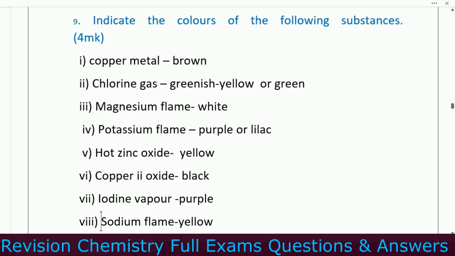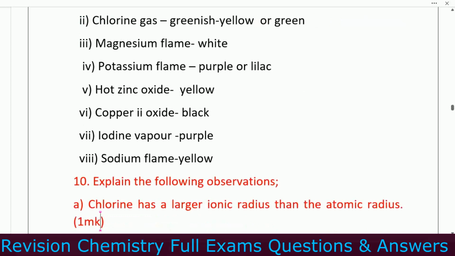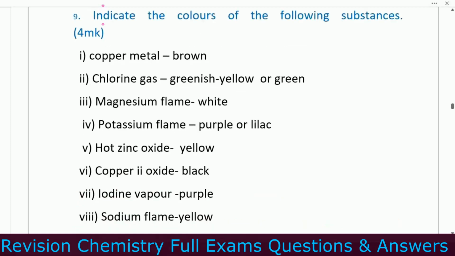Chlorine gas, greenish yellow or green. Magnesium flame, it is white. Potassium flame, that one is purple or lilac. Hot zinc oxide, that one is yellow. Copper(II) oxide, that one is black. Iodine vapor, that one is purple. Sodium flame, that one is yellow. These ones are the basics of chemistry.